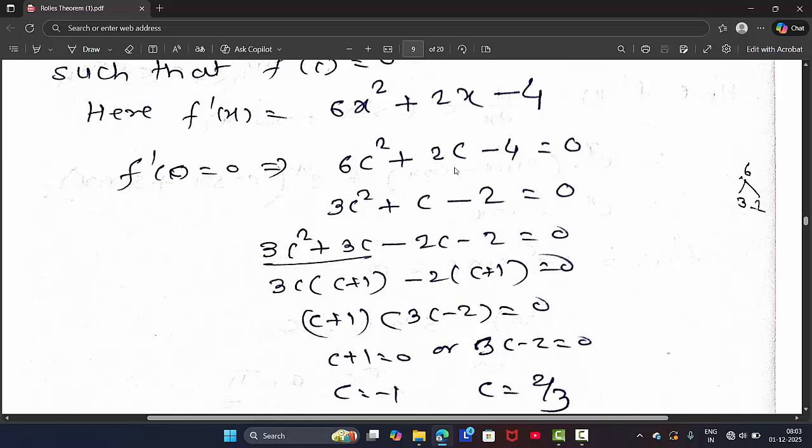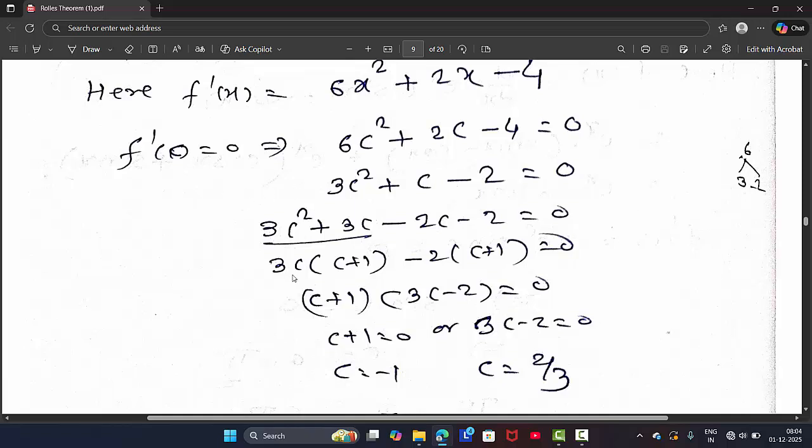We shall try to find out factors of this quadratic equation. For that, 3 into 2 becomes 6 and factors of that are 3 into 2. Therefore, I shall write this 1c as 3c minus 2c. Thus, all the three terms can be expressed as 3c square plus 3c minus 2c minus 2 equal to 0. From first two terms I can take 3c common. From last two terms I can take minus 2 common. And then 3c into c plus 1 minus 2 into c plus 1 equal to 0. Bracket c plus 1 can be taken common, and 3c minus 2 equal to 0.